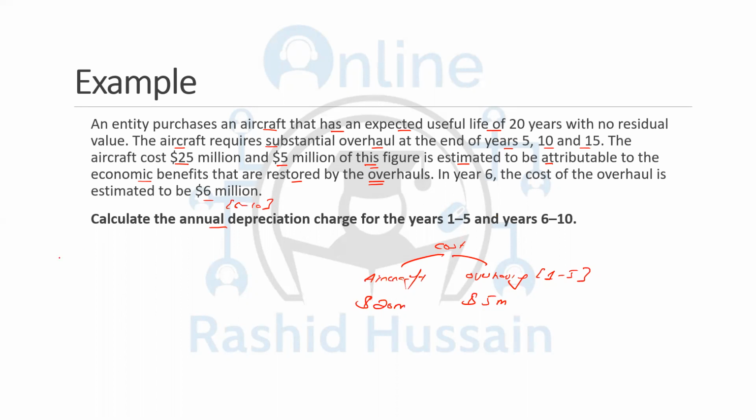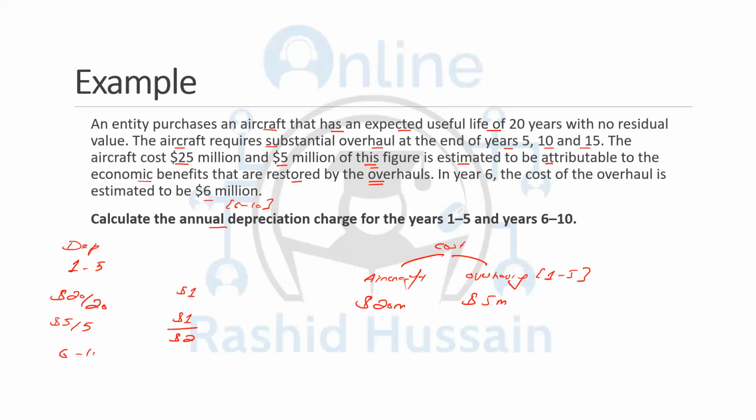So that's simple. When we have the depreciation for year 1 to 5, we need to first of all depreciate the asset. So 20 million divided by 20 years, because the life of the asset is 20 years, is going to give you 1 million per annum. Then we have the overhauling cost, which is 5 million, divided by 5 years. Again, it is going to give you 1 million. So the total depreciation charge per annum for year 1 to 5 is 2 million.